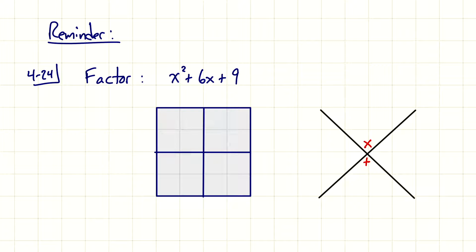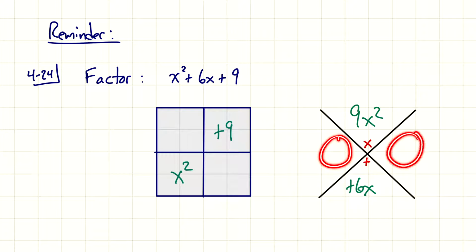So I'm going to fill these in. I have an x squared and a 9. I have a positive 6x at the bottom. And then I'm going to multiply these two terms to give us 9x squared. All right. Now I'm looking for two terms that'll multiply to give me 9x squared, but they do also have to add up to 6x.